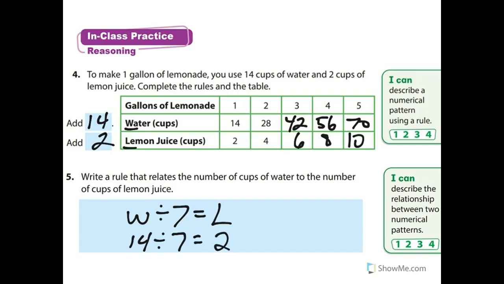All right, so our I can statements there. I can describe a numerical pattern using a rule. I can describe the relationship between 2 numerical patterns.